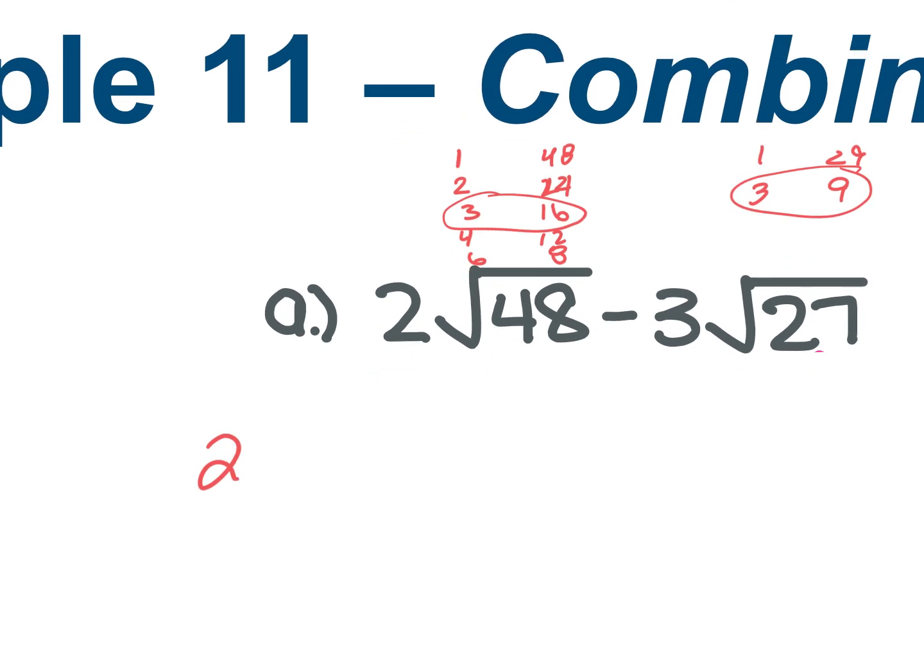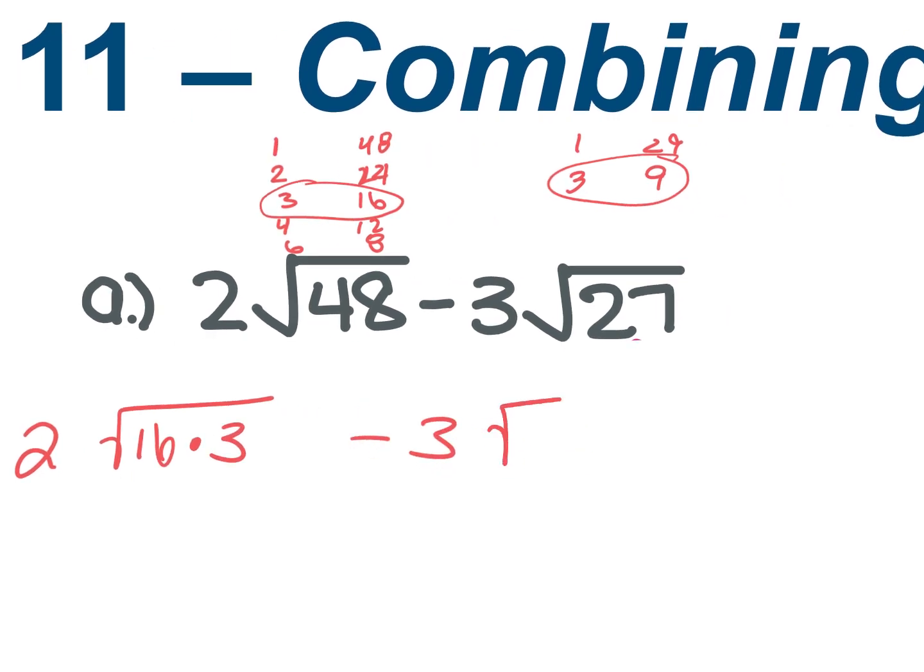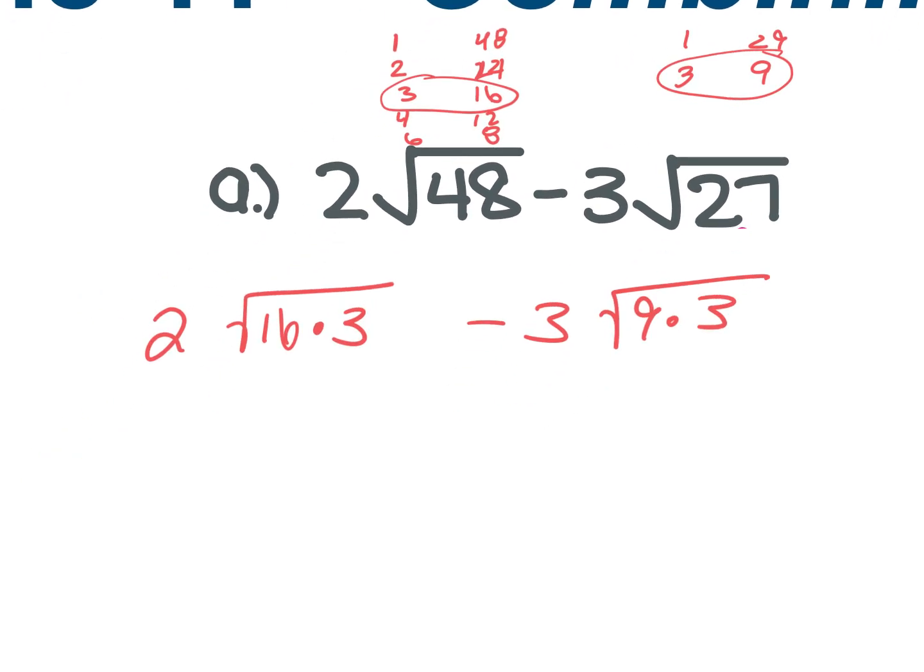So when I do this, I'm going to break this down. That 2's on the outside. I'm going to break this down to 16 times 3, and then I have minus, 3 stays on the outside, and this is going to be 9 times 3. So take the perfect squares out. What is the square root of 16? It's 4, right? And then we multiply these numbers on the outside. So 4 times 2 is 8. So I have 8 square root of 3.